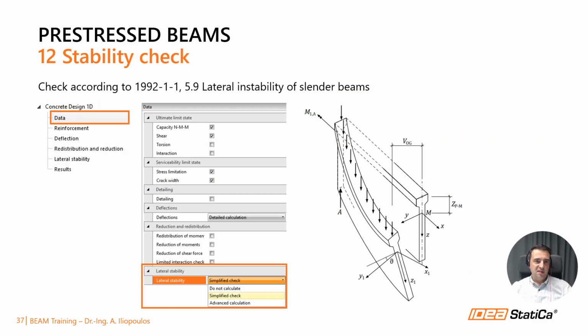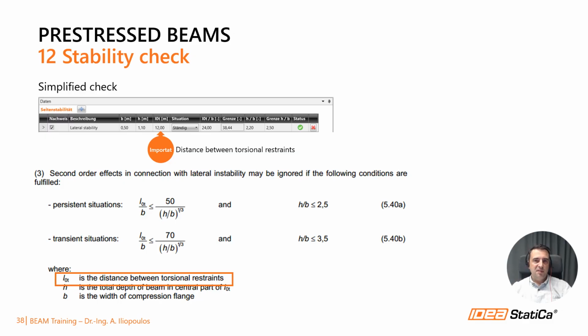Let's now proceed to the stability check. The lateral deflection has to be taken into account in some cases, mostly in case of slender beams with pre-stress. We have two options how to do this in the Beam application: the simplified check or the advanced calculation. The Eurocode defines conditions under which the second-order effects can be ignored. This is done by the so-called simplified check in Beam. We just input the required parameters.